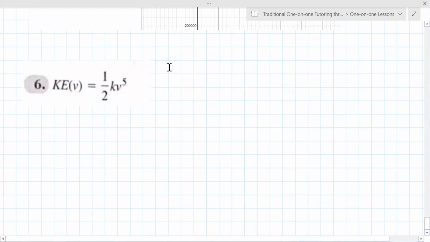Okay. This question wants to know whether something is a power function or not. What is a power function? Yeah. So a power function.